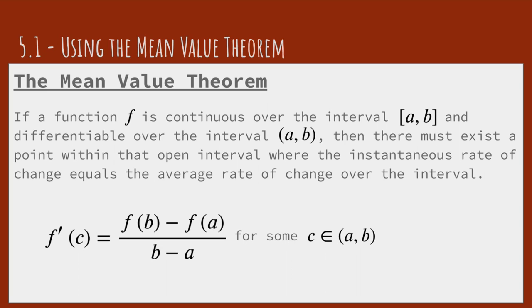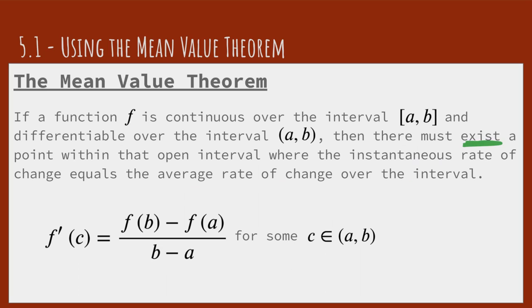And if those two conditions are met, then there must exist, I'm going to talk about this word exist in a little bit, at least one point within that open interval where the instantaneous rate of change, so instantaneous rate of change is a derivative, is equal to the average rate of change, and that's the slope of a secant line.